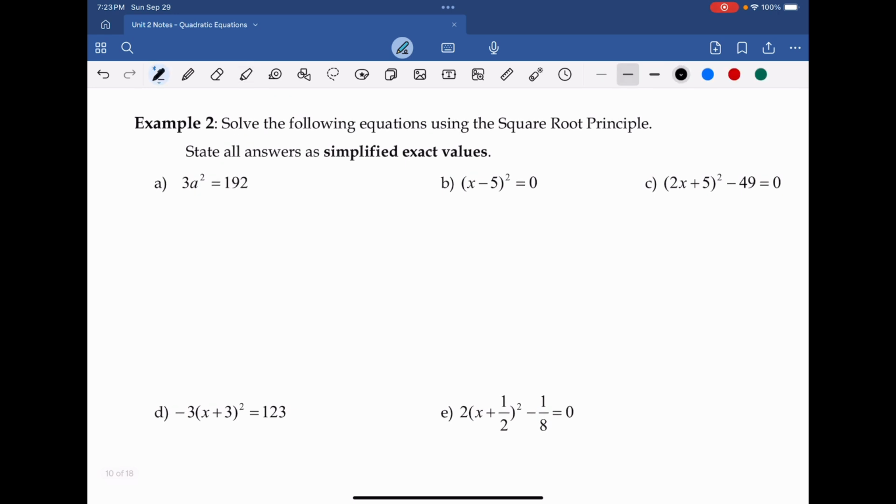Example 2. We're going to solve the following quadratic equations using the square root principle. Now, some of these may be more simple than others. Some of them might require more work than others. We're going to do as much algebra as we need to in order to get them to simplified exact values. When they say simplified exact values, that means we do not want decimals. If we wanted a decimal, they'd be very specific and say, give it to me to the nearest tenth or nearest hundredth or thousandth. But in this case, when they say exact values, which is very common at the 30 level and diplomas, that means we want to keep it as some sort of radical or some sort of whole number.